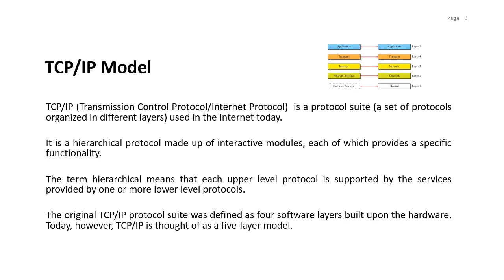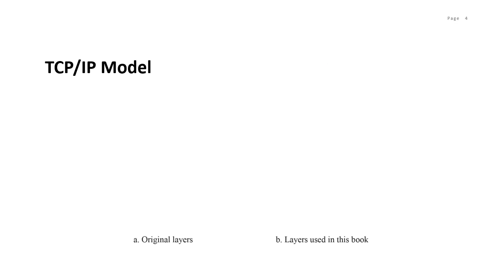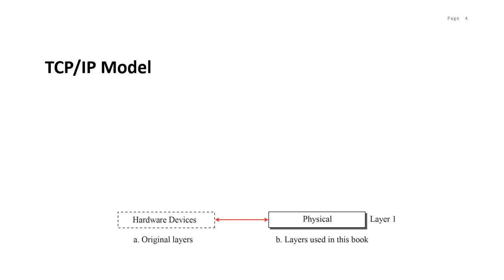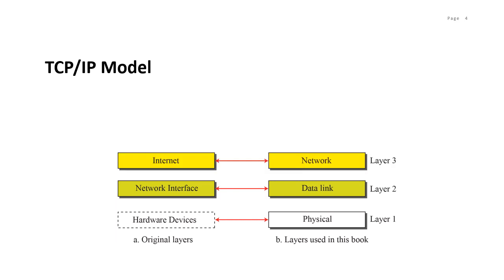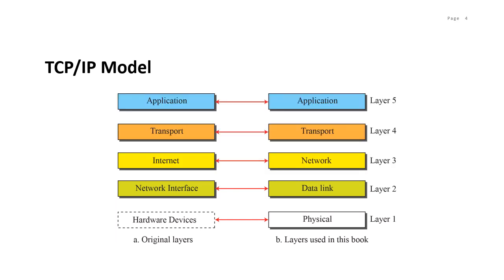Okay, as you can see in the next figure, on the right is the current TCP/IP, but on the left is the original TCP/IP. Originally, the TCP/IP protocol suite was defined as 4 software layers, and these software layers are built upon the hardware. So 4 software layers, and then at the bottom we have the hardware. But today, however, TCP/IP is taught as a 5-layer model.